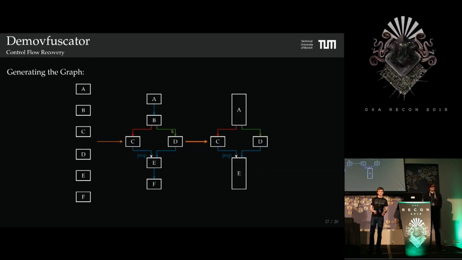This gives us a bunch of data. First, we just have those labels and the jumps on the left side, A, B, C, D, E, F. Then we connect them in a meaningful way, such that a label will just execute to the next block. And then we simplify the graph, and we get a control flow graph on the right.